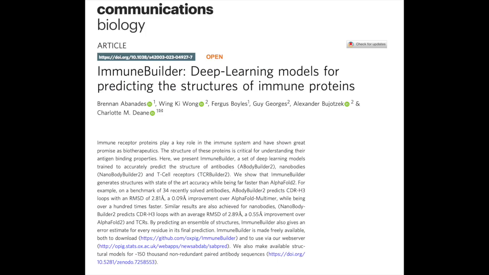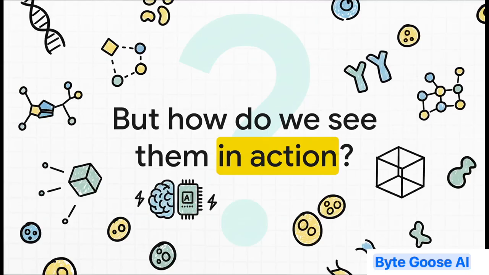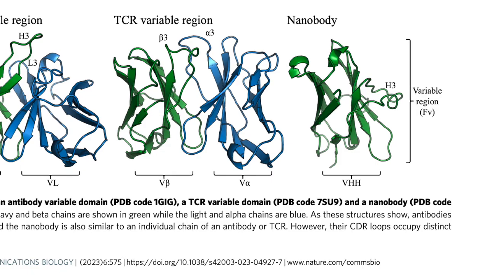But here's the catch. Knowing the sequence is one thing, but it's kind of like having the blueprint for a skyscraper without knowing what it actually looks like. To really get how these proteins work, how they grab onto a virus or cancer cell, we need to see their 3D structure. And that has always been the major bottleneck, until now.